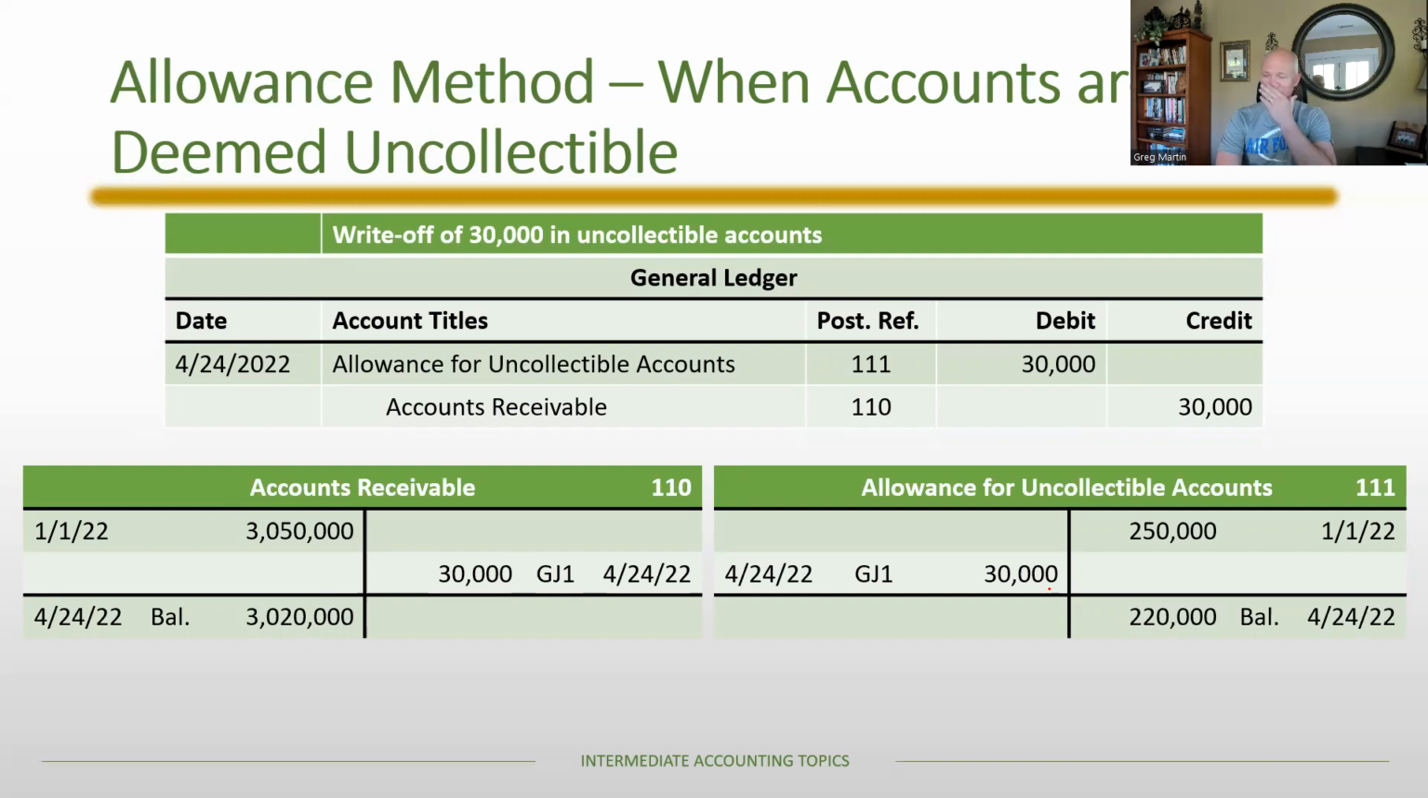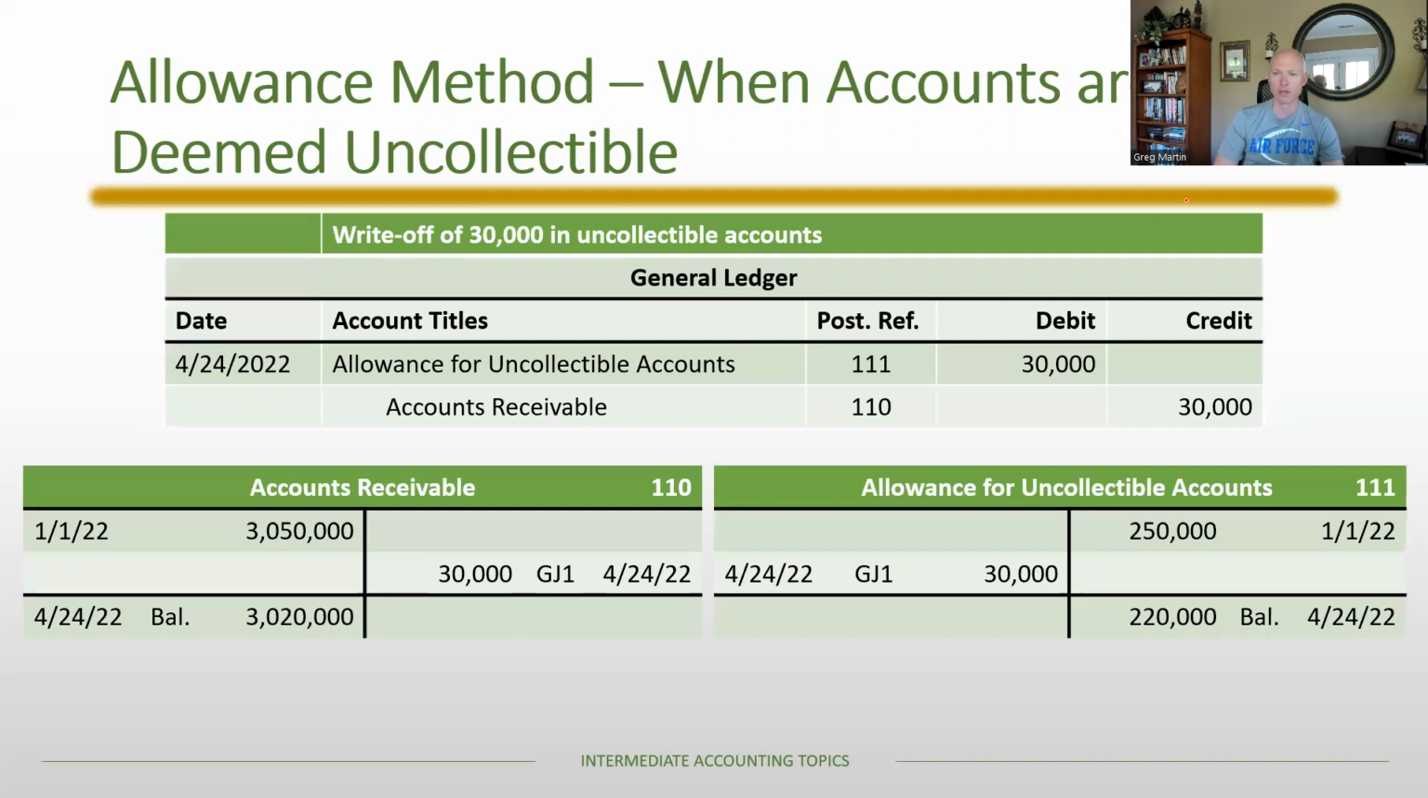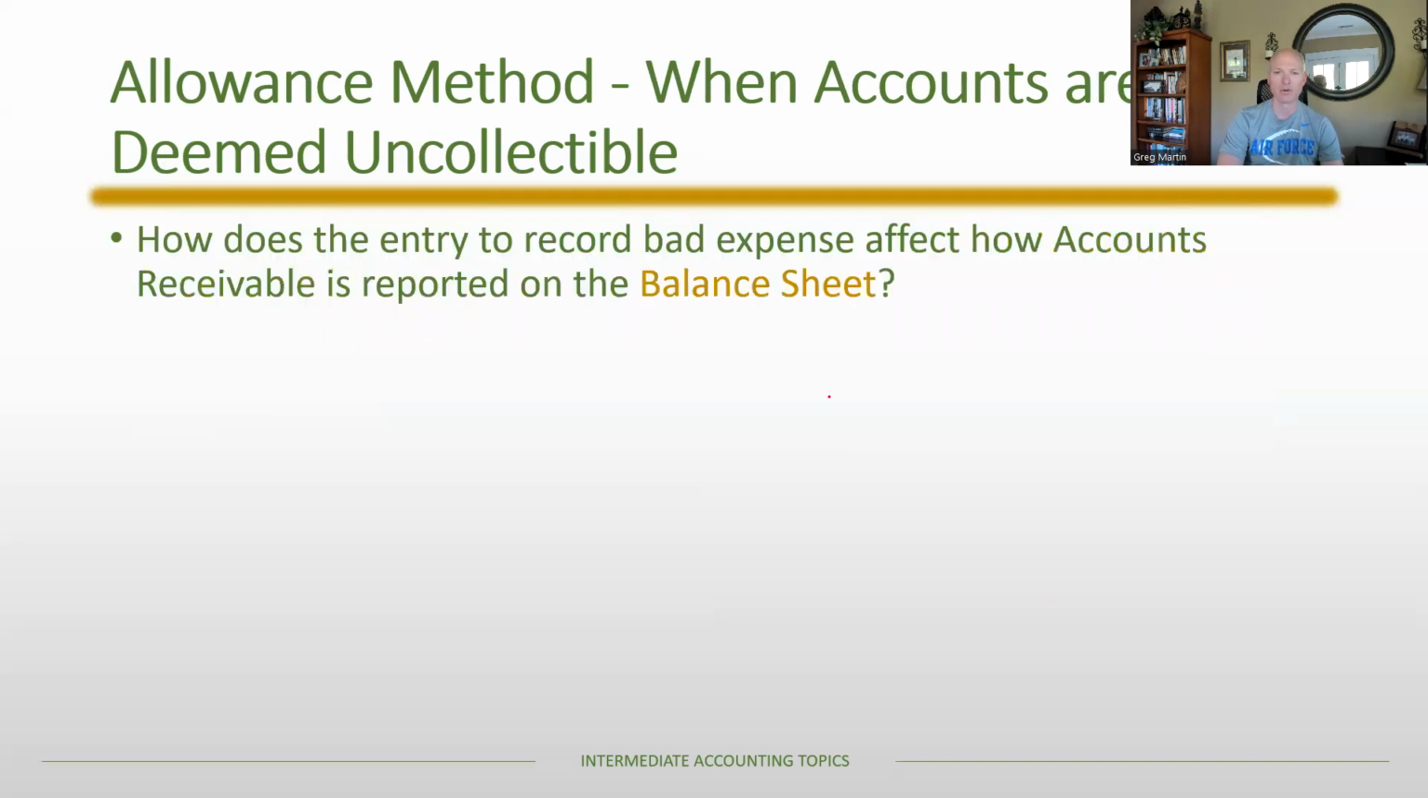So now the next question. So that's the journal entry when we actually write something off. So what do we do then? What happens with the income statement? So how does this entry to record the bad debt, I should probably have said that differently, not bad debt expense, but the write-off, affect the income statement? So in this case, there's no effect, because if you think about the two accounts, they're both assets, right? So there's no effect on the income statement when we actually write off the account.